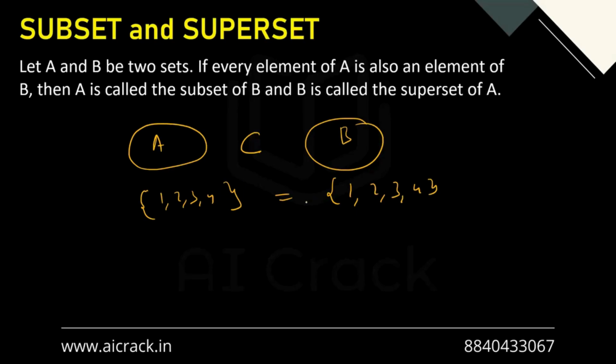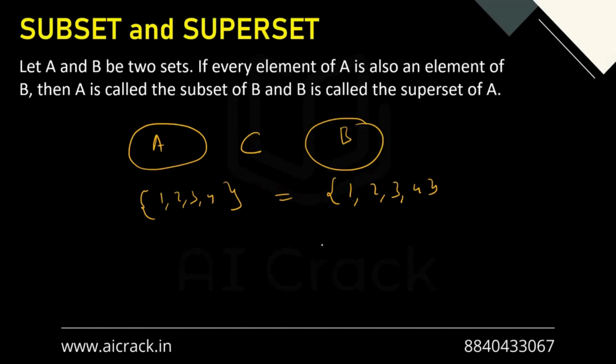Okay. Now, on the other hand, we can also say that B is a superset of A, but usually we represent A as a subset of B and not the otherwise. Both of them mean the same, but we usually use the term A is a subset of B and not B is a superset of A.